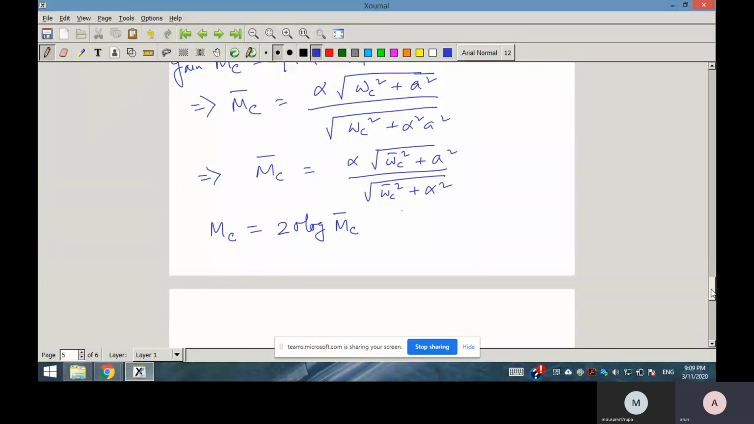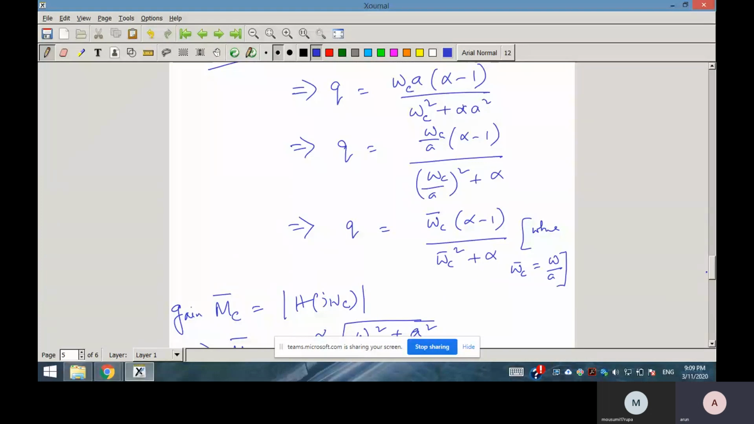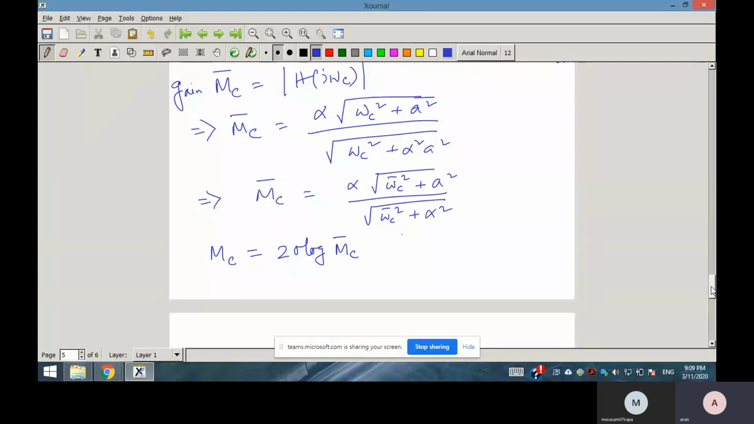Write like this. I think what is your MC? MC expression is correct, alpha into this one. So now what is your MC bar? 20 log MC bar. So this is equal to 20 log of alpha into root under omega c bar square plus a square divided by root under omega c bar square plus alpha square.